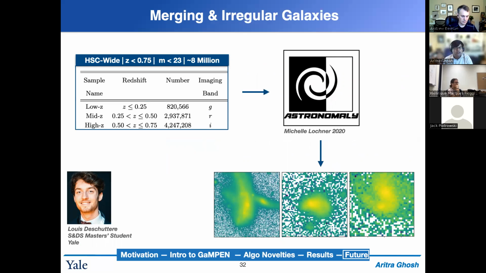So with mergers and irregular galaxies, what we are doing is we are using this tool. Michelle Lochner has this tool called Astronomaly, and I'm working with a master's student here at Yale who is applying Astronomaly to pick out merging and irregular galaxies from the sample and see what GaMPEN is doing for them, and then we want to mark them out in our produced catalog.